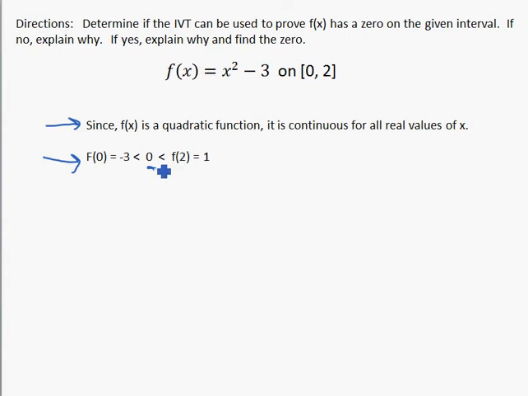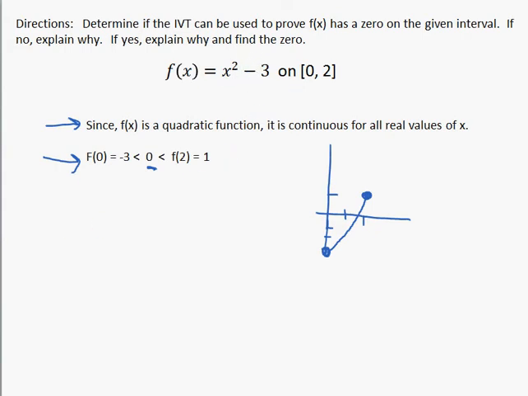So basically, if you're going to draw a picture here, f of 0 is down here, negative 3, and f of 2 is 1. So since our function is continuous, these have to be connected, and somewhere in here, the function has to equal 0. And that is exactly what we're going to say. Since the conditions are met, IVT holds, and f of some value, we'll call it c in this case, f of c equals 0 for some value of c.